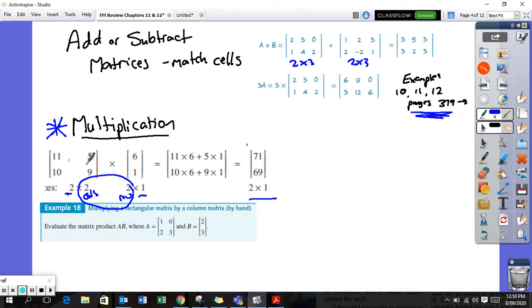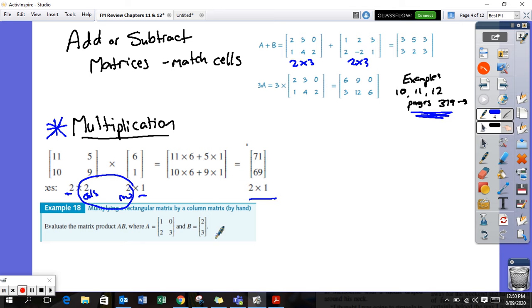So to get there, the first cell is the first row times the first column. So we go 11 times 6 plus 5 times 1. First row by first column. Second row by the first column, so we get 10 times 6 plus 9 times 1 and get 69. Second row and first column.